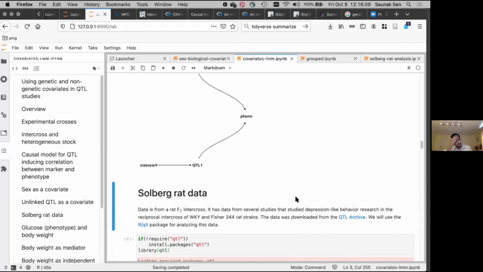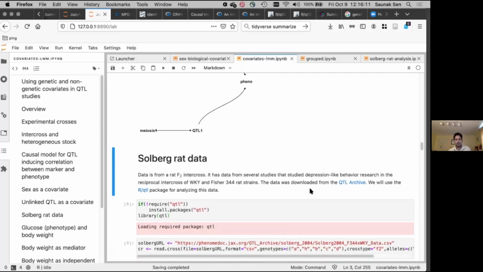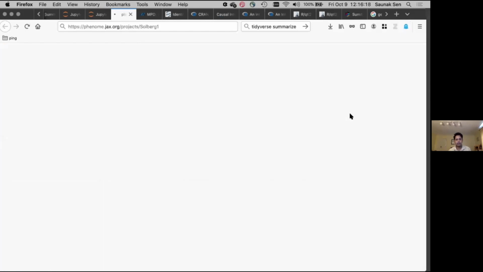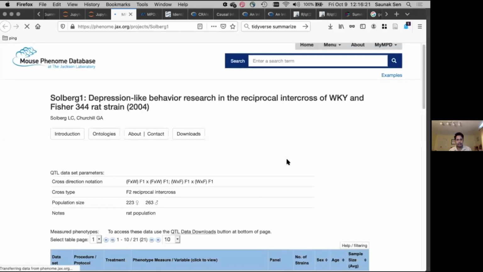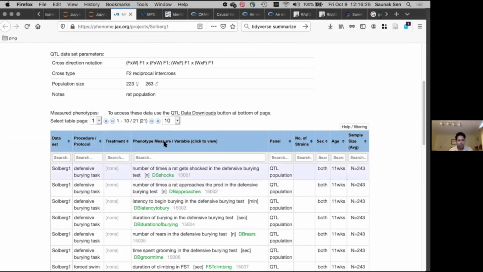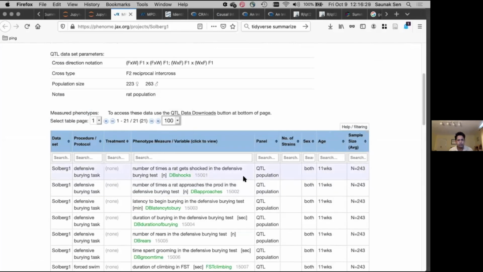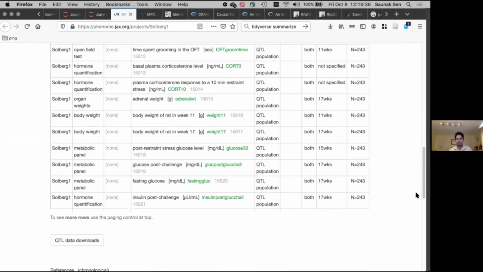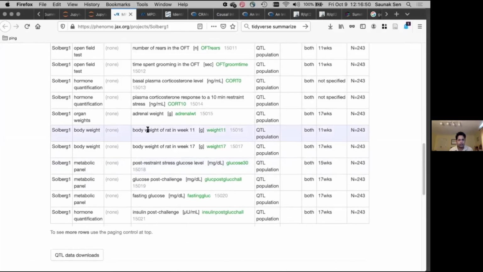So the example data that we looked at earlier was the data collected by Leah Solberg and colleagues. I got it from the QTL archive, which has a list of all the data and the phenotype definitions. In particular, I'm going to focus, just because it's easy, on two traits: glucose, that was measured after a stress test, and body weight, that was measured at 15 weeks, and body weight that was measured a few weeks earlier in week 11.